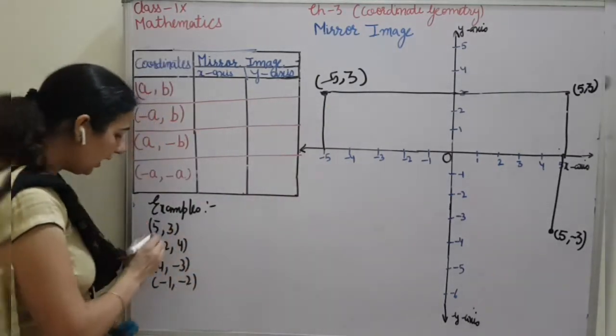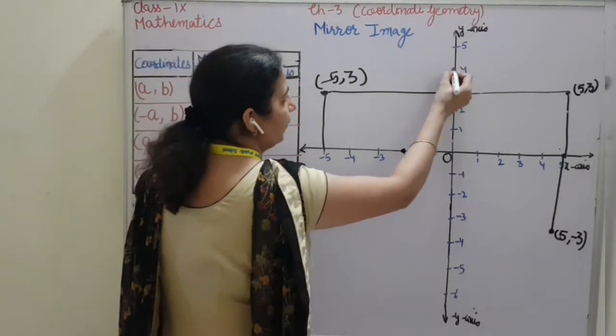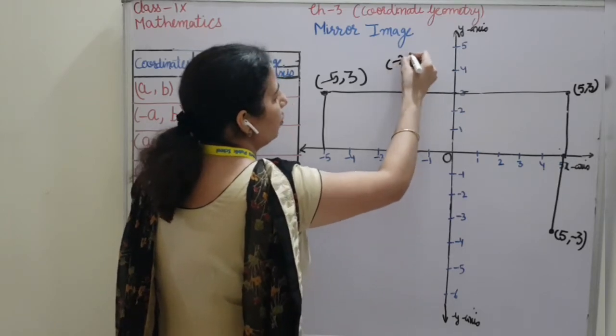Clear? Minus 2, 4. Minus 2, x is minus 2, y is 4. So the point will lie here. It is minus 2, 4.